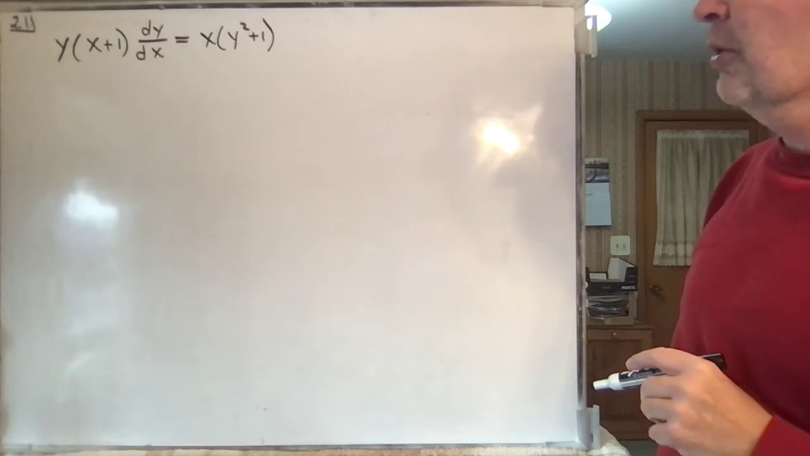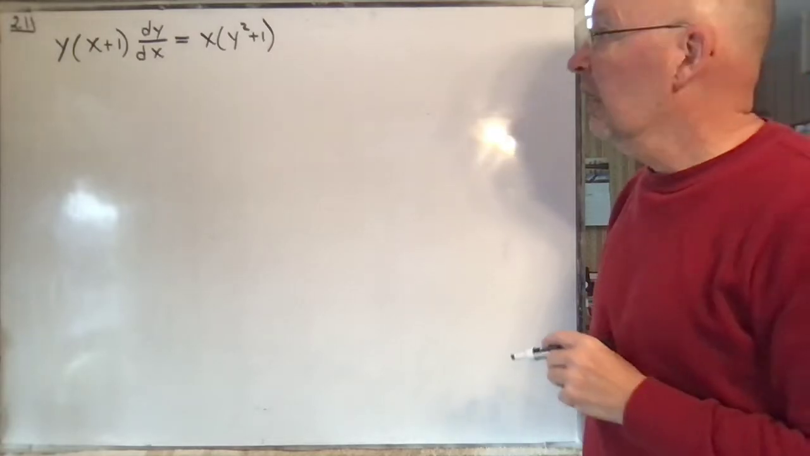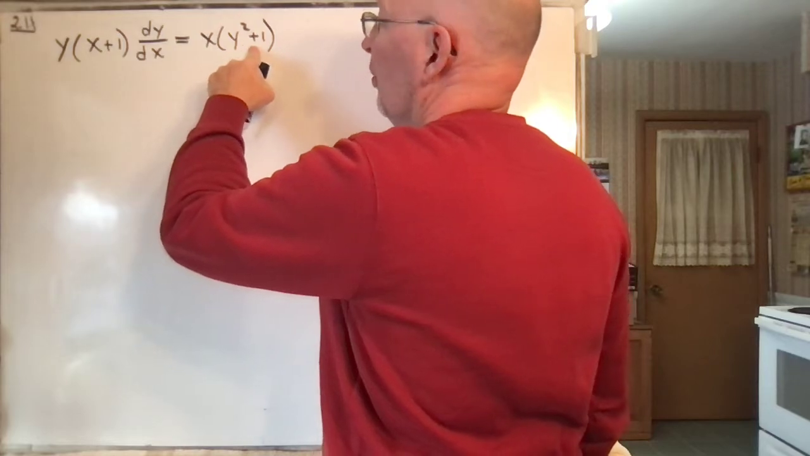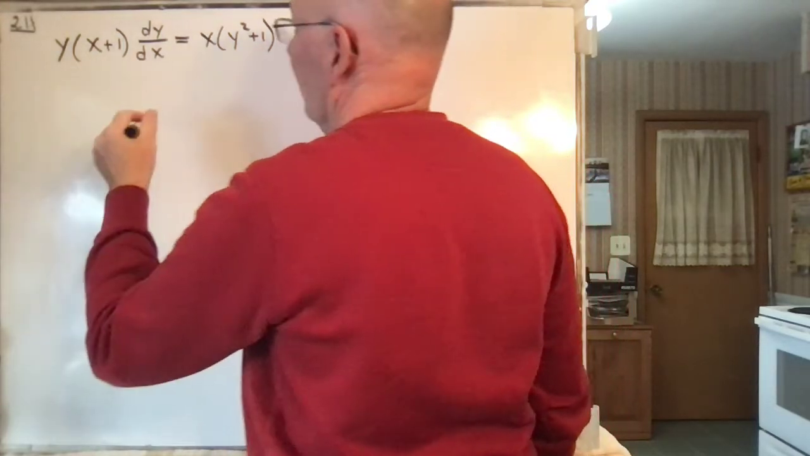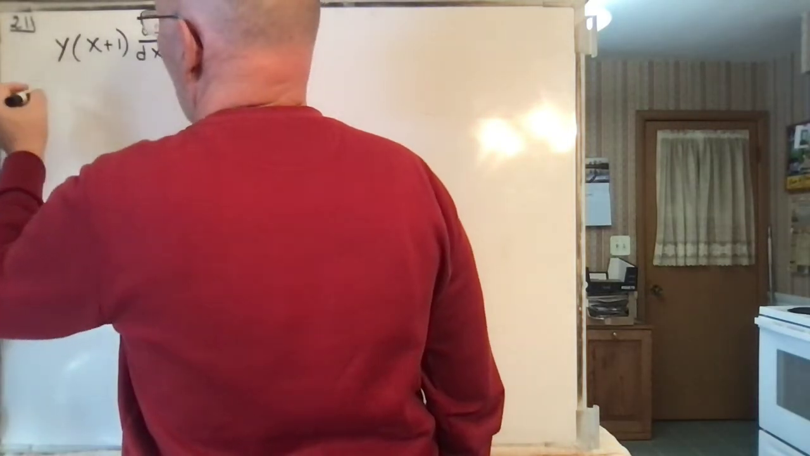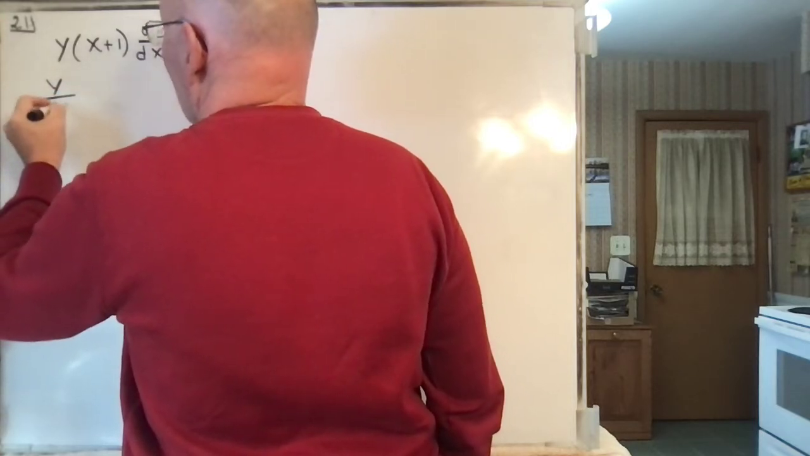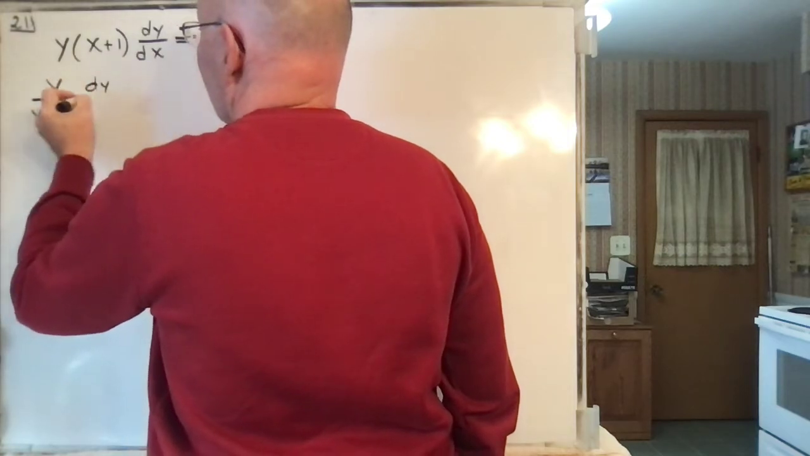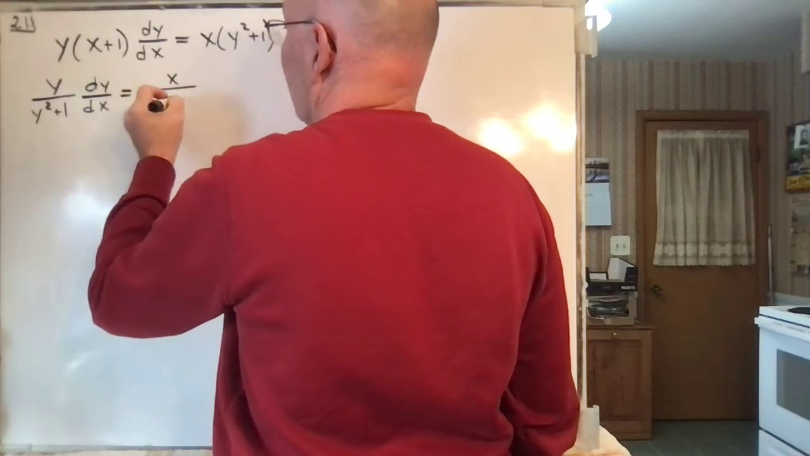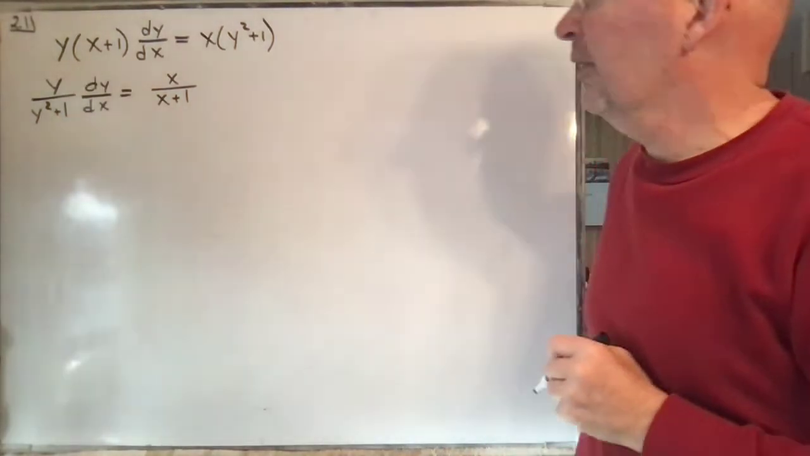The point is, is it separable? To be separable, we have to be able to get all the y's on one side and all the x's on the other. This we can do, right? We can divide both sides by y squared plus 1, and we can also divide both sides by x plus 1. So we're going to get y over y squared plus 1 times dy/dx is equal to x divided by x plus 1. Agreed? Bring this over and divide both sides by that.